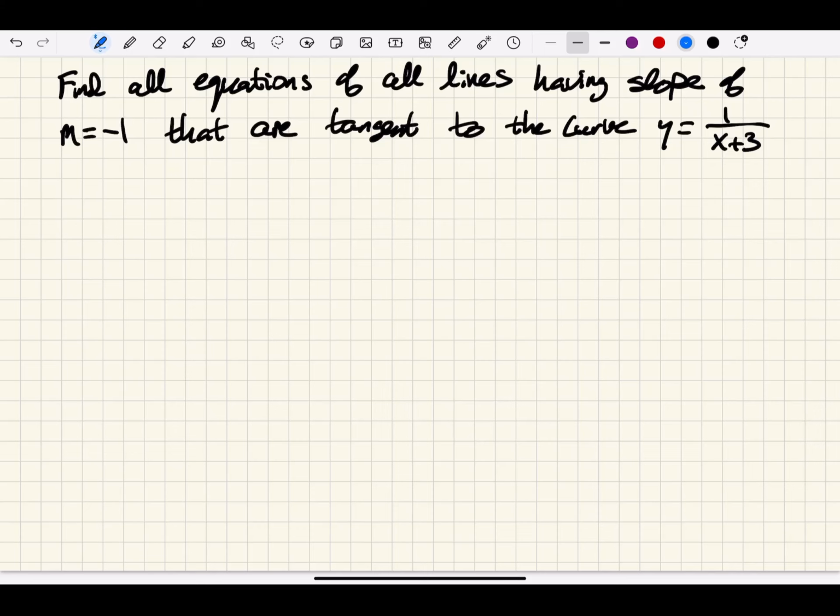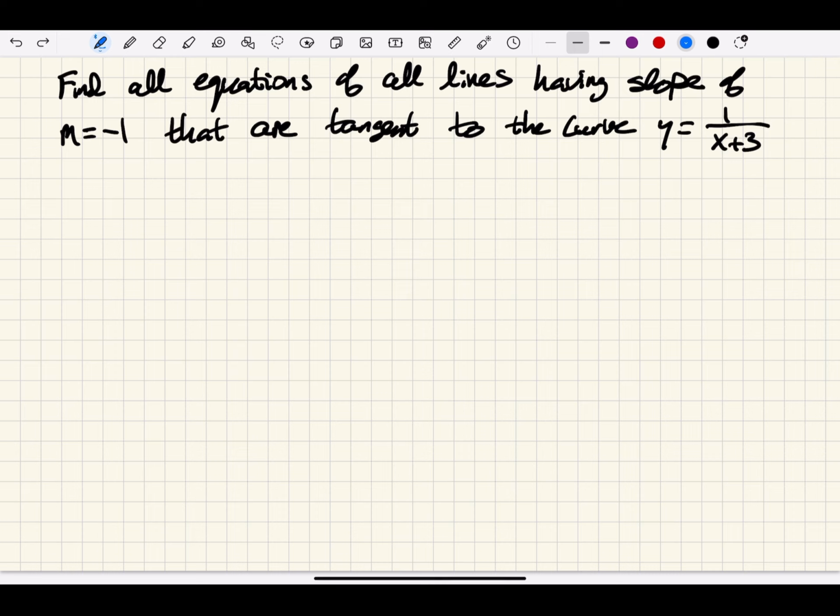Find all equations of all lines having slope of m equal to -1 that are tangent to the curve y equals 1 over x plus 3. The first thing that we will need to do is find the derivative of y equals 1 over x plus 3.